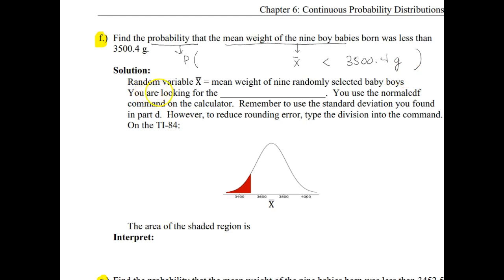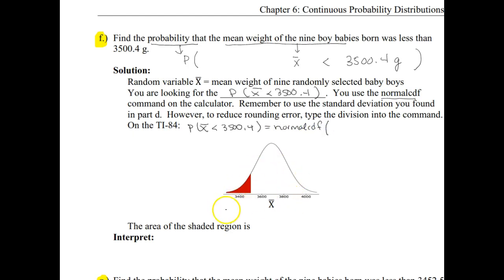So again, keeping in mind our random variable x bar is the mean weight of 9 randomly selected baby boys, and we're looking now for the probability that x bar is less than 3,500.4 grams. Again, we know x bar has a normal distribution, so we can use normal CDF on the calculator to get that. So on the calculator, to get the probability that x bar is less than 3,500.4, we would use normal CDF to get a probability.